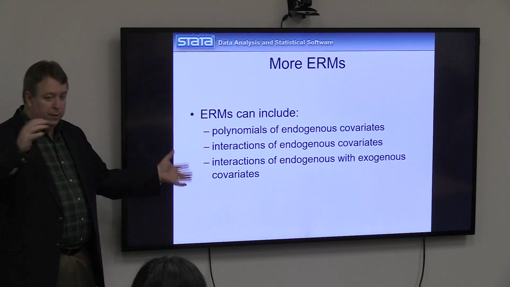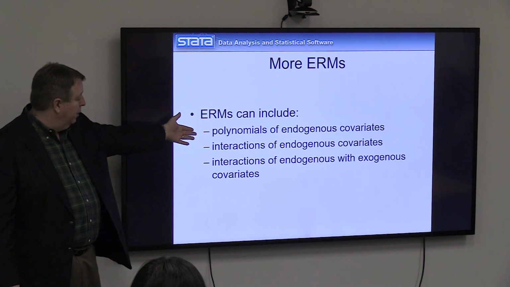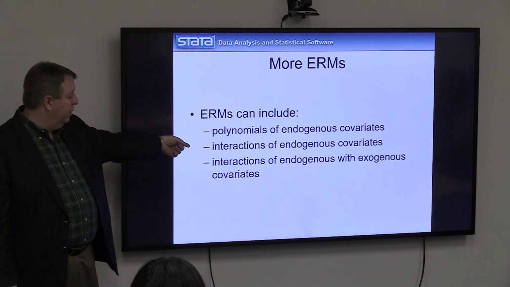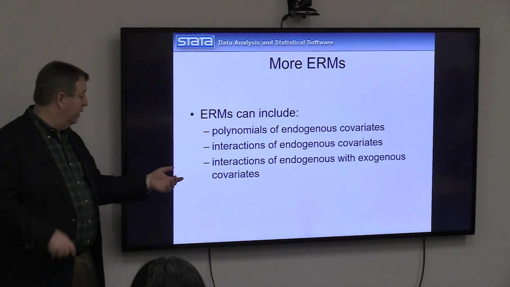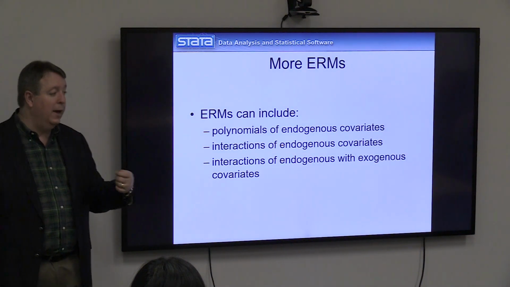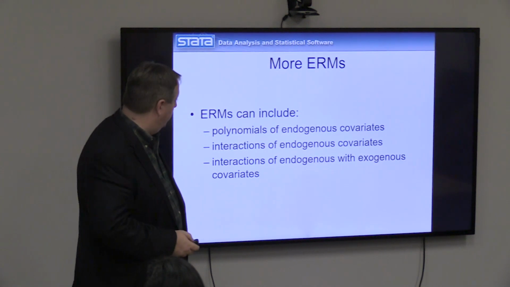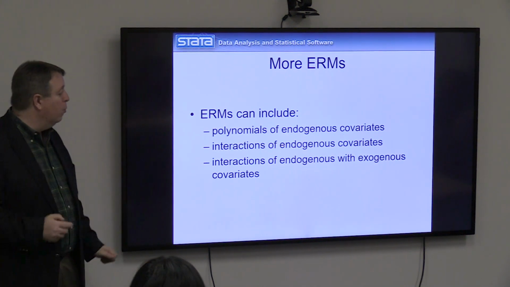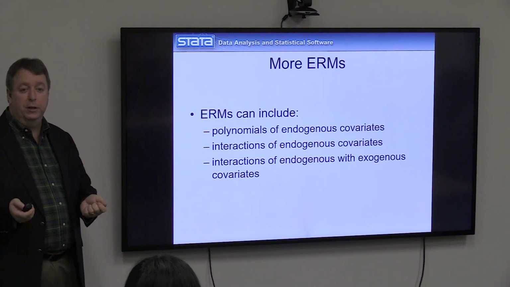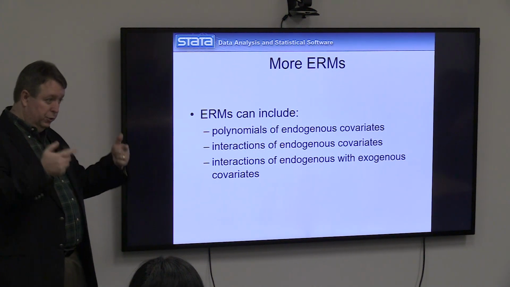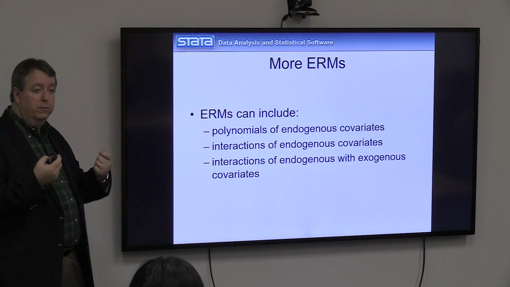The question earlier about correlations and things in here, you can have polynomials of endogenous covariates, interactions between endogenous covariates, interactions between endogenous and exogenous covariates. So you can interact all these things and do polynomials in crazy ways that make them far more complicated, and that's when that estat teffects command really comes in handy, because it'll tease through all of that and get you just what you want, which is what is the effective treatment on the outcome.